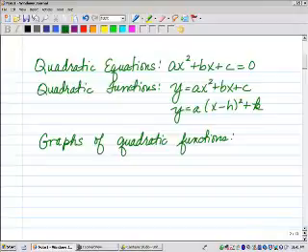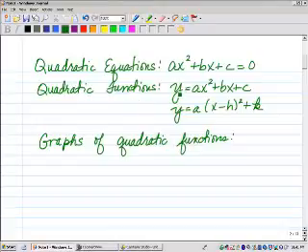You recall that we've been studying up until this point quadratic equations, that is, equations of the form ax squared plus bx plus c is equal to 0. We used things such as factoring, the square root property, completing the square, and the quadratic formula to solve equations of this type. We're going to now turn our attention to quadratic functions.